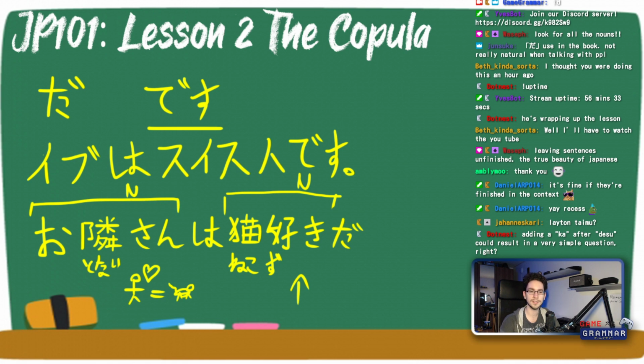And yeah, also, before we end the episode right here, I have adding ka after this could result in a very simple question, right? Yes, that's correct. You can add ka to make very simple questions. I need to talk about ka soon. Good thing, mental note. I'll make a mental note so that we can do something about ka very soon.